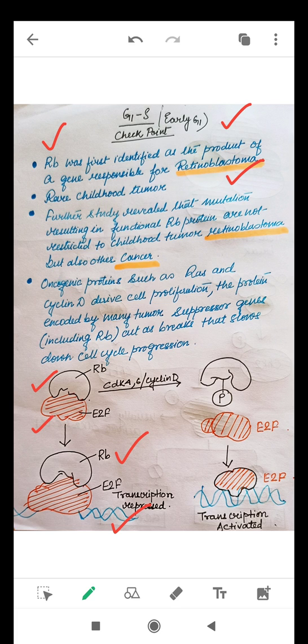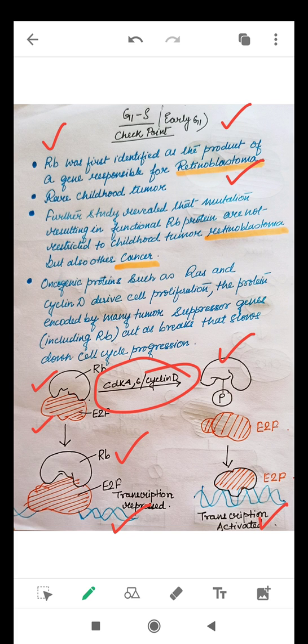But in the presence of CDK4, 6 and cyclin D, and in the previous class I told you that two tools are very important in whatever is happening in your cell cycle, that is, cyclin dependent kinases and cyclins, what will happen? This RB is phosphorylated. Once RB is phosphorylated, RB dissociates from E2F, and once E2F is free, E2F is active. When E2F is active, it activates the transcription.